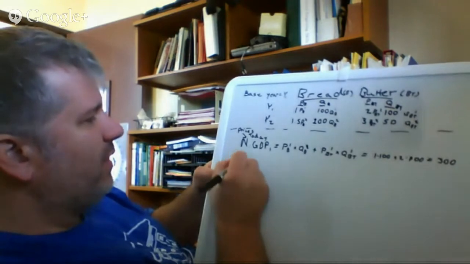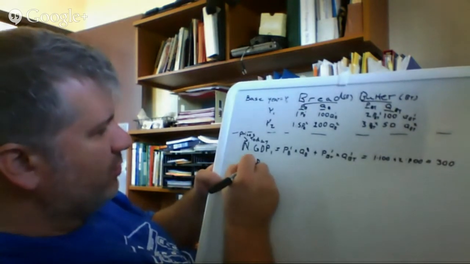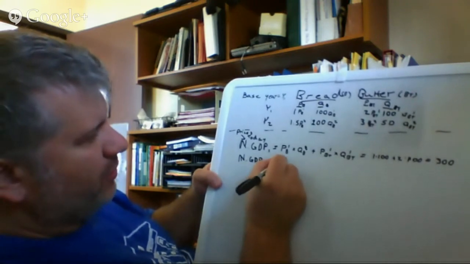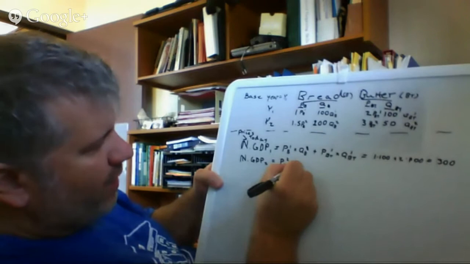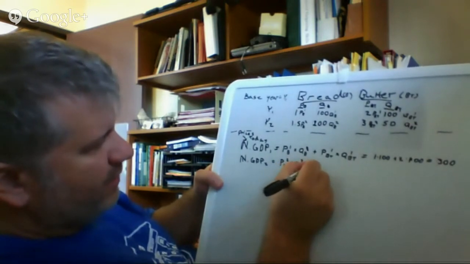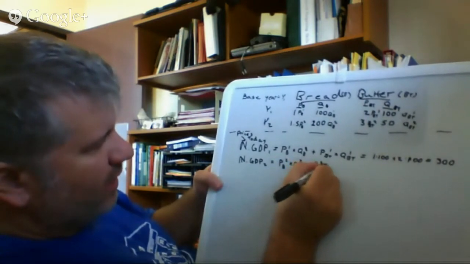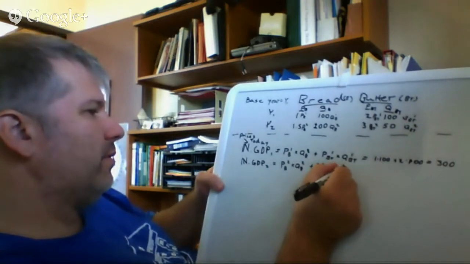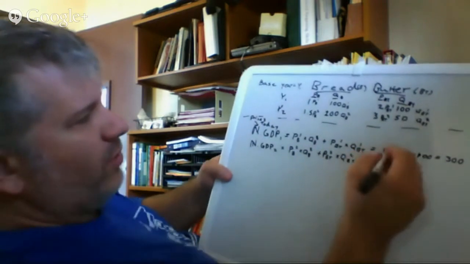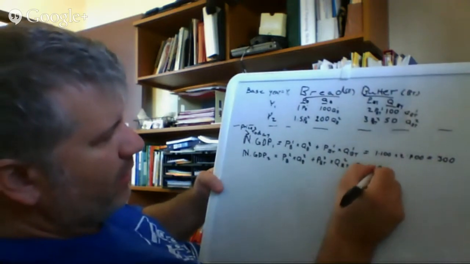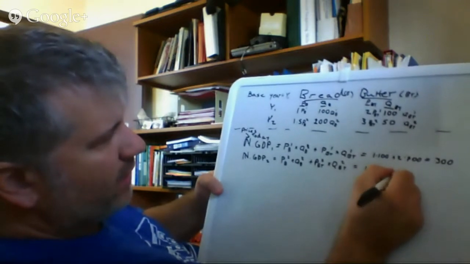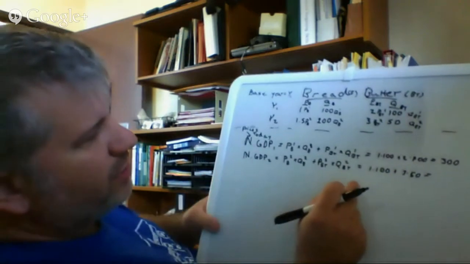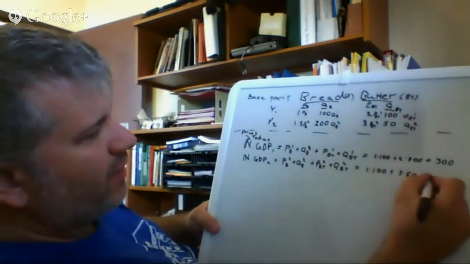So what's nominal GDP, or the prices today in year 2? Here we get the price of bread in year 2 times the quantity of bread in year 2 plus the price of butter in year 2 times the quantity of butter in year 2. That's going to be 1 times 100 plus 3 times 50. And that's going to be equal to 100 plus 150, so 250.